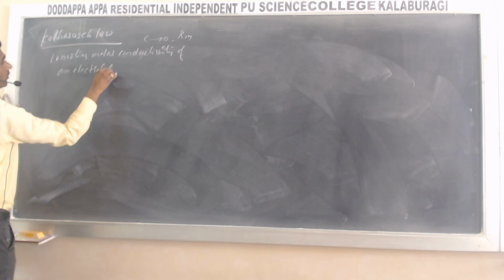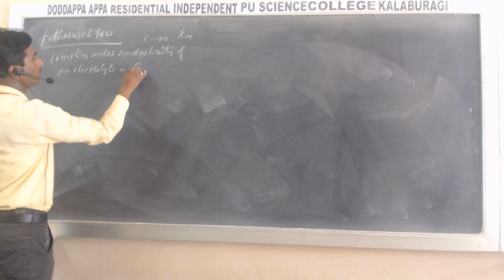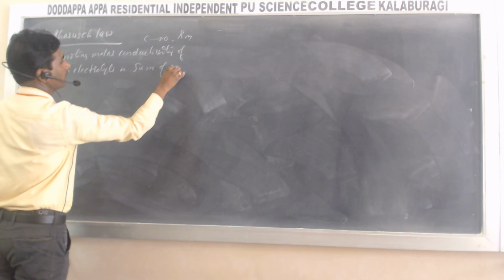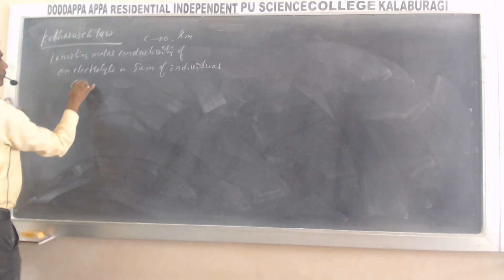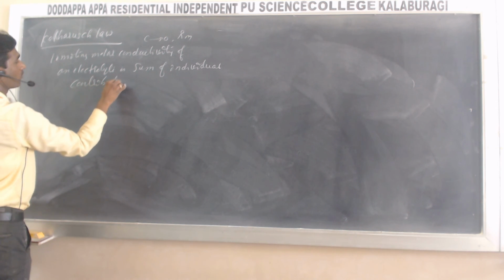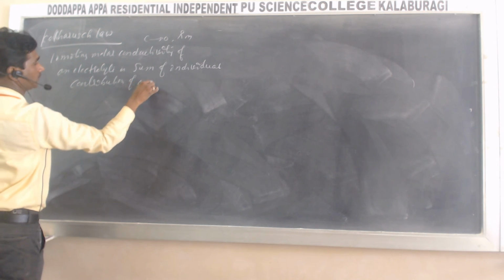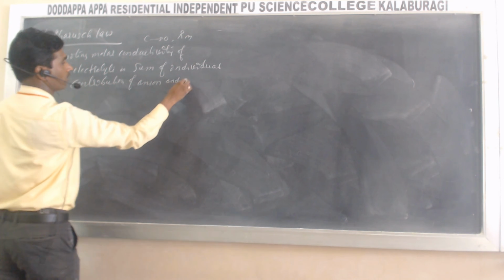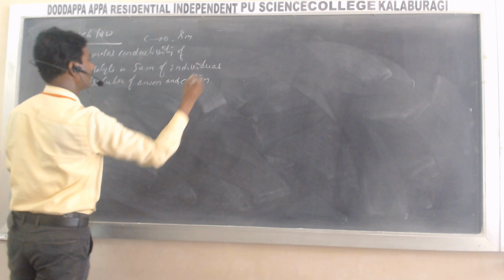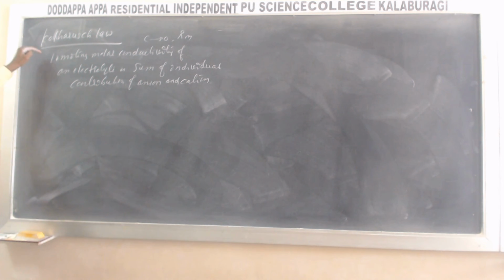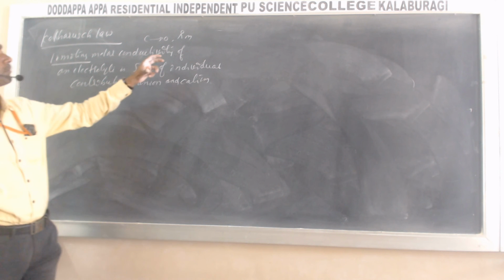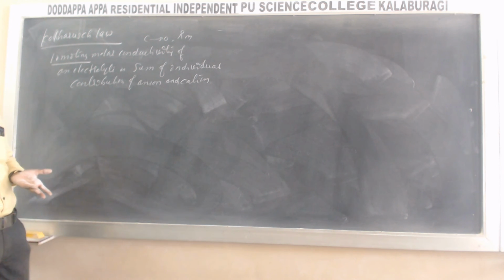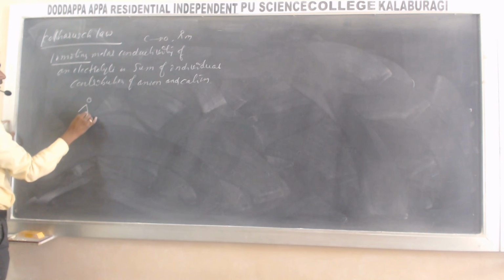Limiting molar conductivity of an electrolyte is the sum of the individual contributions of anion and cation. This is called Kohlrausch's law. In the examination, it is a 1 mark question, and it has already been repeated. What is Kohlrausch's law? The limiting molar conductivity of an electrolyte is the sum of the individual contributions of anion and cation.